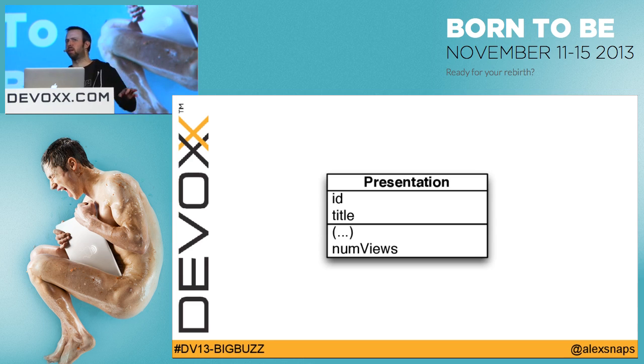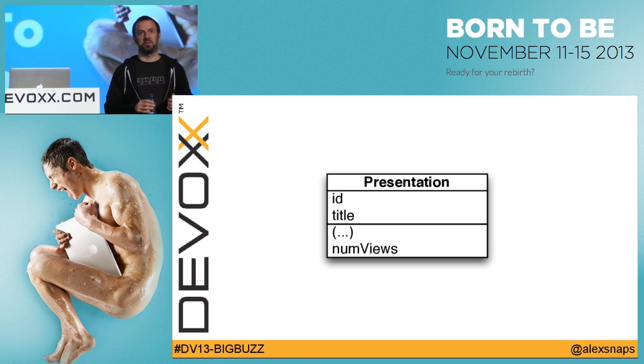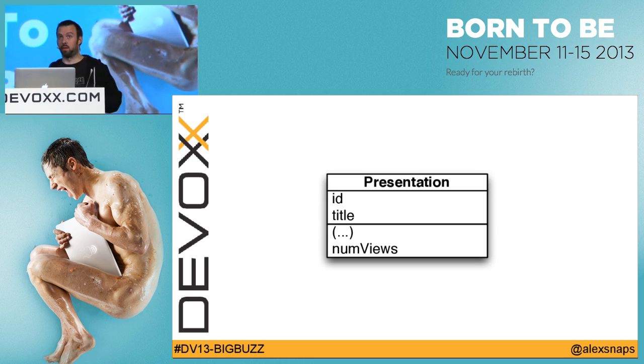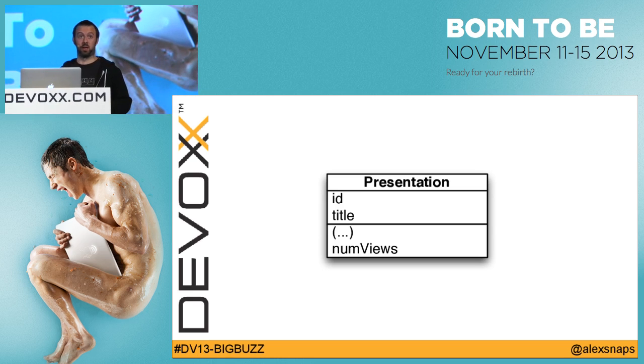And if I got it right, this Parleys website is all about viewing presentations, right? So what's the top use case? I haven't seen the stats, but I expect that people actually go there and watch presentations. So every time I need to increment this counter there.